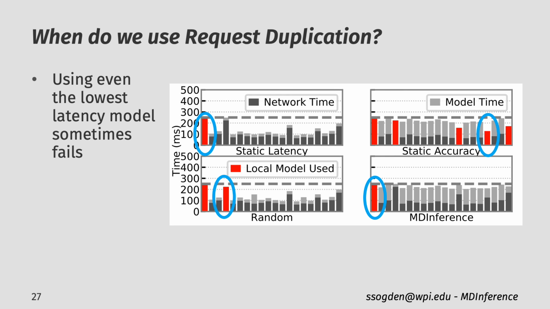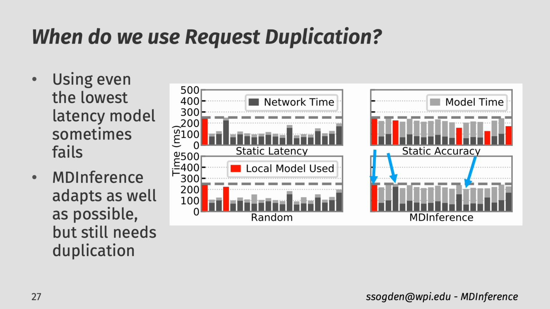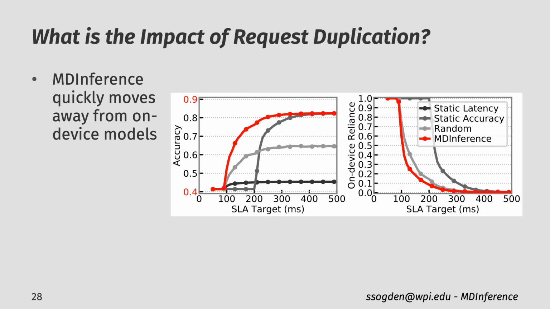Since static latency is always using the fastest available model, this means that MDInference is picking this fastest available model in the cases when it's most necessary to produce fast results. Also of note is the ability of MDInference to adapt its execution time to the target latency while picking increasingly accurate models. By staying so close to the target response time, it can in fact provide higher accuracy results. We see this especially when we start to look at the impact of request duplication.